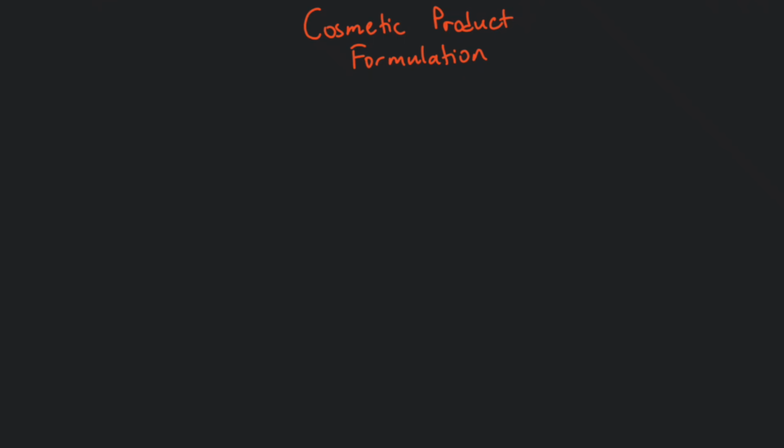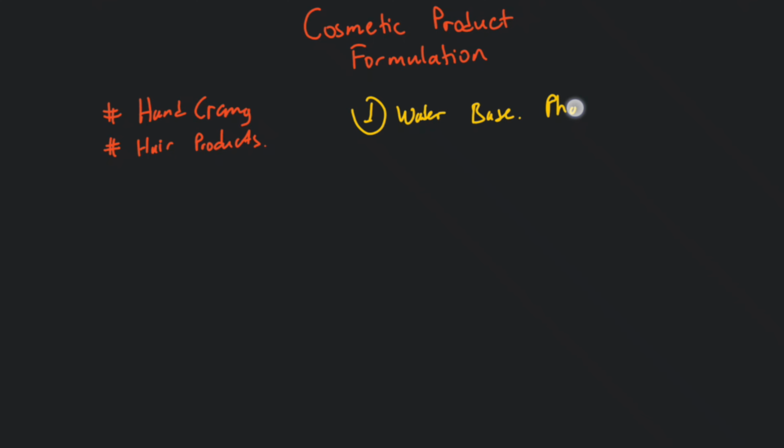In this video, I want to talk about cosmetic product formulation. This will be valid for hand creams and also maybe hair products, but not shampoos. Firstly, we have three different phases in these products. The first phase is the water-based phase, or water-based chemicals, or maybe phase is more correct. The second phase is the oil phase, and the third phase is the cold phase.